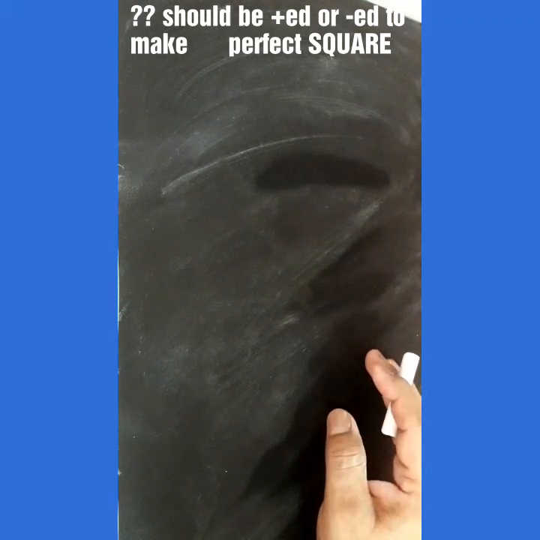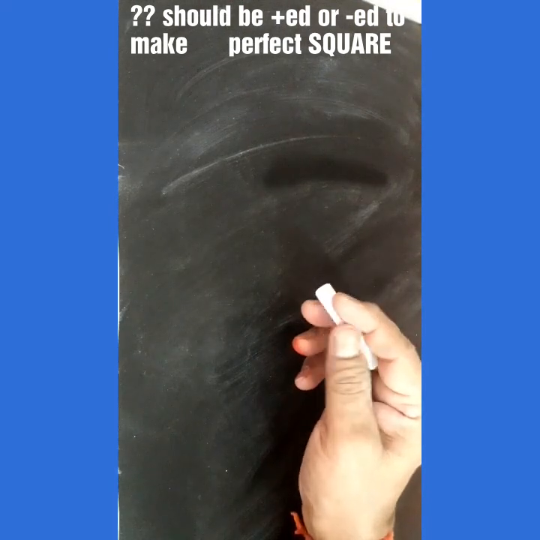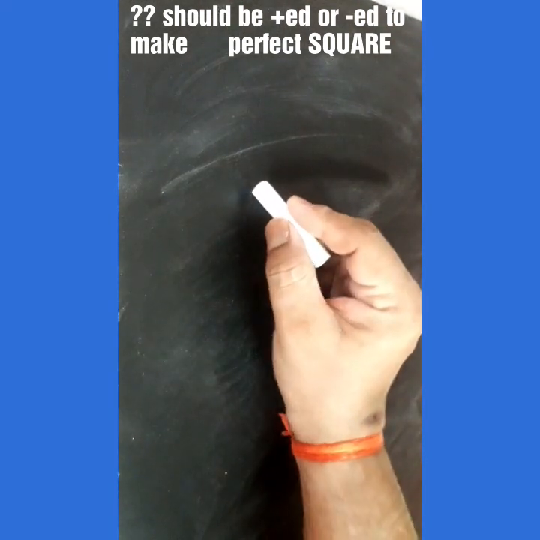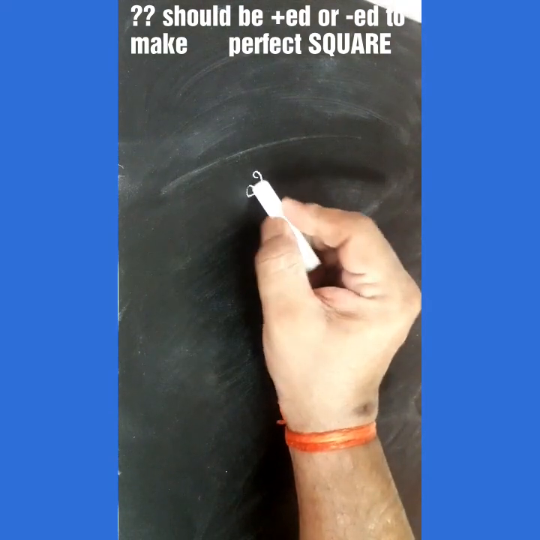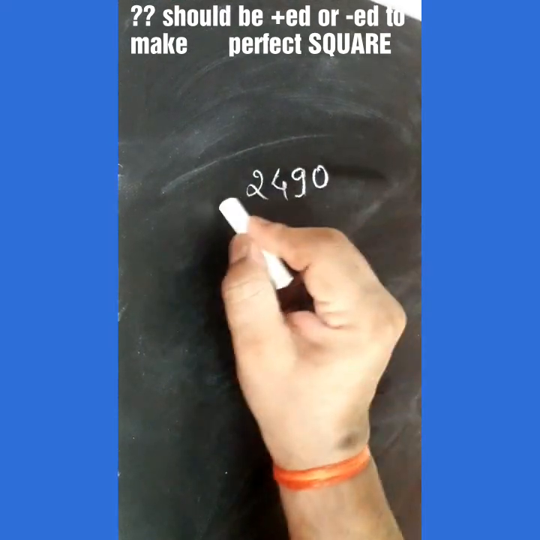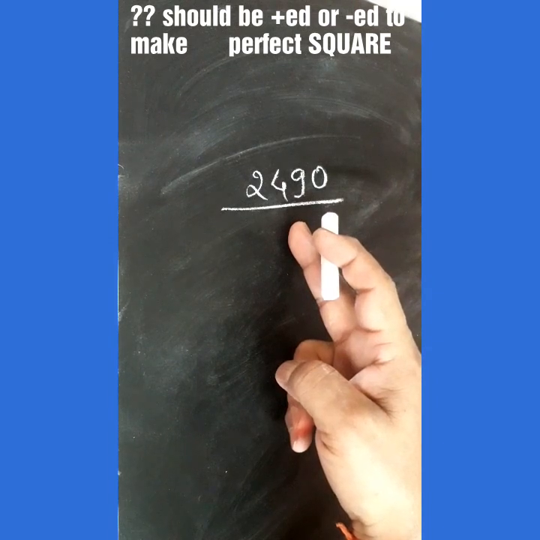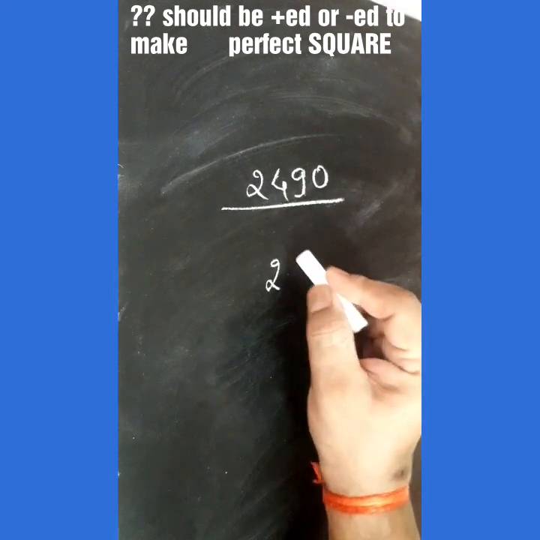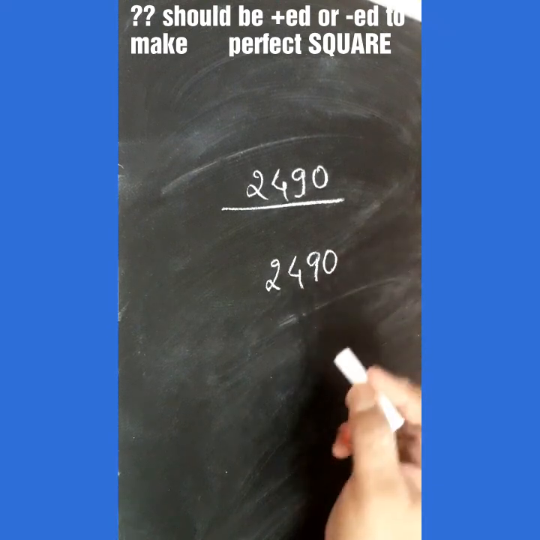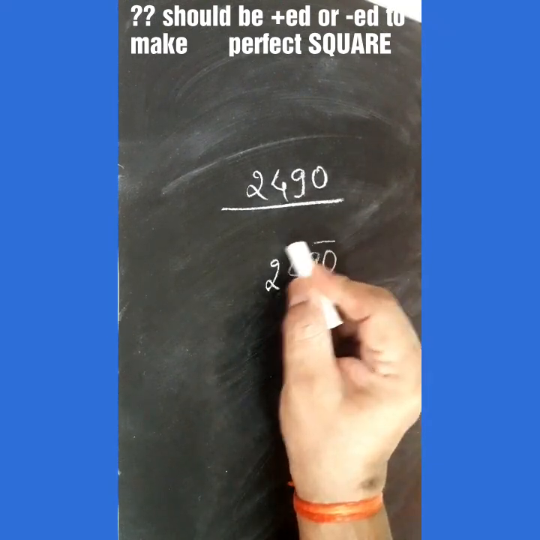We are going to see what should be subtracted from a number to get a perfect square. We have taken the number 2490. We have to see what should be subtracted from this to make it a perfect square. Let us find the square root by the division method. We have made pairs like this.